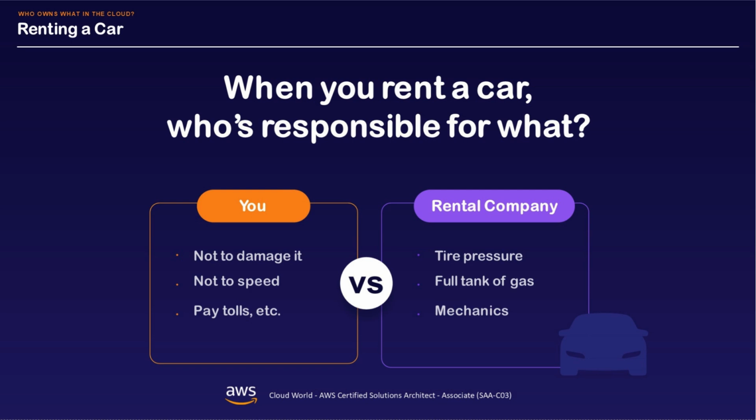Whereas the rental car company's responsibility is the car itself. So they have to be in charge of things like the tire pressure. They have to make sure there's enough air in the tires to responsibly lend it to you. And they have to make sure it has a full tank of gas when they give it to you. Their overall responsibility is the mechanics of the car. There's no point giving you a car if it's suddenly going to break down, let's say the exhaust is about to fall off. So they're responsible for the physical parts of the car, and you're responsible for what you do with the car.